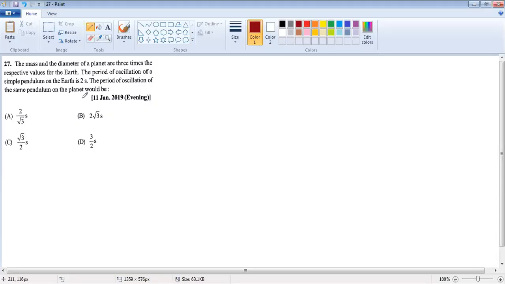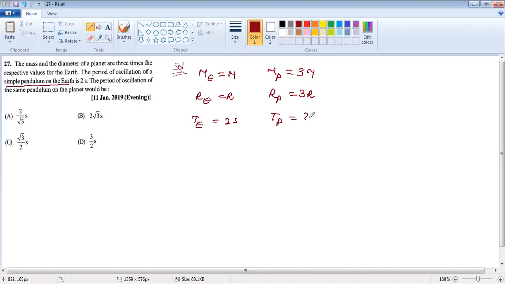Just look here: the mass and diameter of the planet are 3 times that of the earth. Mass of the earth is m, mass of the planet is 3m. Radius of the earth is r, radius of the planet is 3r, because diameter 3 times means radius also 3 times. The time period of the simple pendulum on earth is 2 seconds. The question: what is the time period of the simple pendulum on the planet?